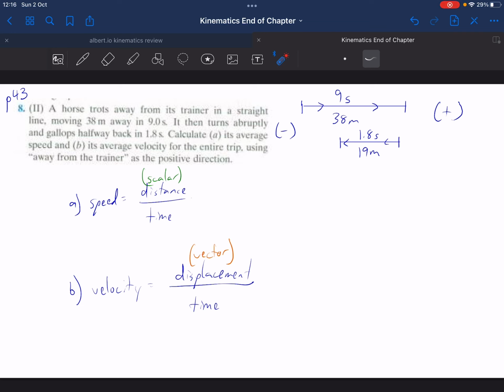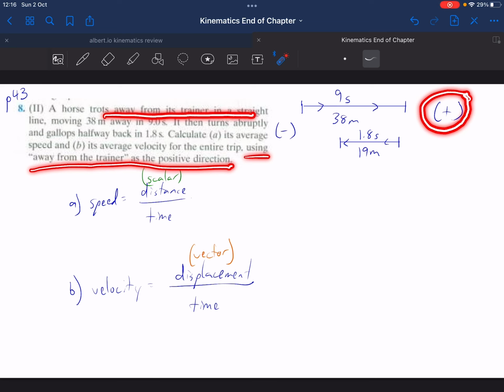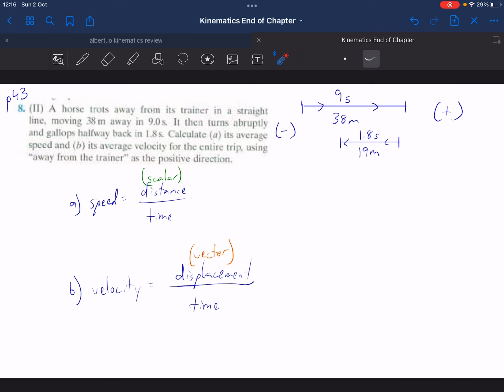Calculate A, its average velocity, average speed, and B, its average velocity for the entire trip, using away from the trainer as the positive direction. So when it walks away initially, that is what we are calling the positive direction.